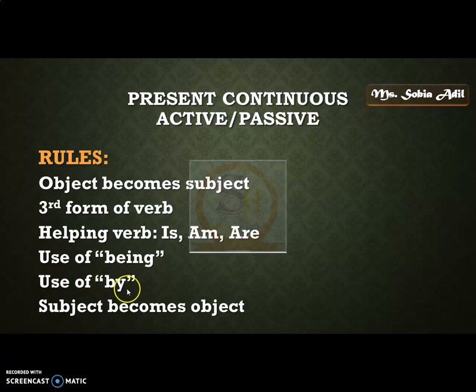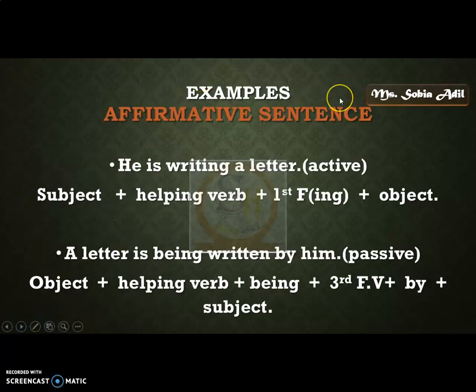Use of by, this one is the same rule. And the last rule is subject becomes object. You need to write the subject in the place of the object, right? So these are the rules you need to follow while changing the active voice of present continuous tense into passive voice. So the next thing is the structure of sentences, right?